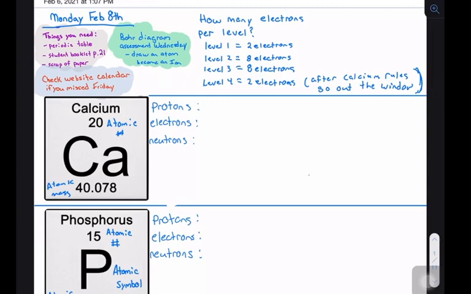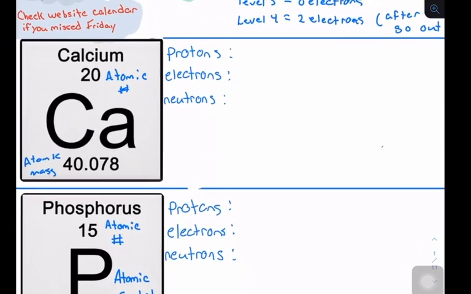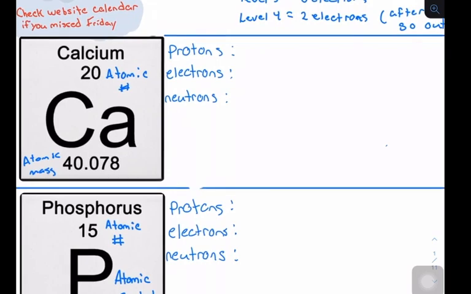We're going to start by drawing calcium, and we need to know a bit of information before we start: the amount of protons, electrons, and neutrons, because we're going to illustrate those in our model. We remember that the amount of protons is the atomic number, and so the amount of protons is 20 for calcium, and that's the same with the amount of electrons.